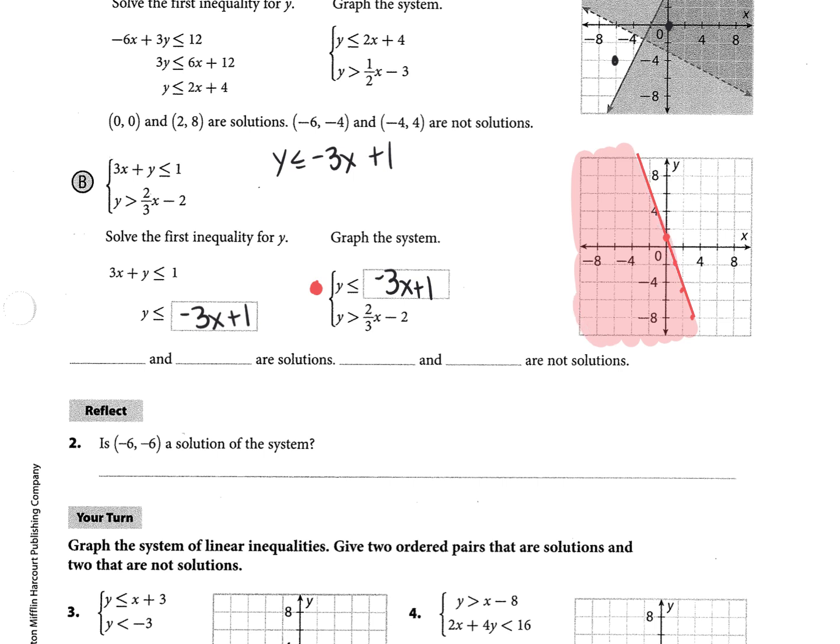Then for the second one, we'll do that in green. We will start at -2 and go up 2 and over 3. Up 2 over 3. And that is a dashed line. And it is shaded above because it is greater than.